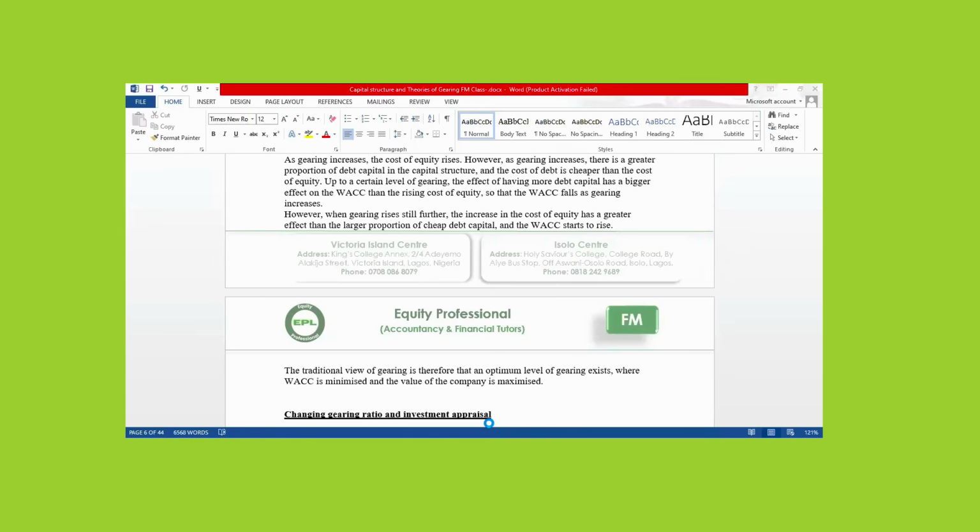In summary, the traditional theory is saying that the choice of capital structure decision will affect value of the company. That is the conclusion of the traditional school. How you choose to finance your business will affect your value as a company. Capital structure is relevant.